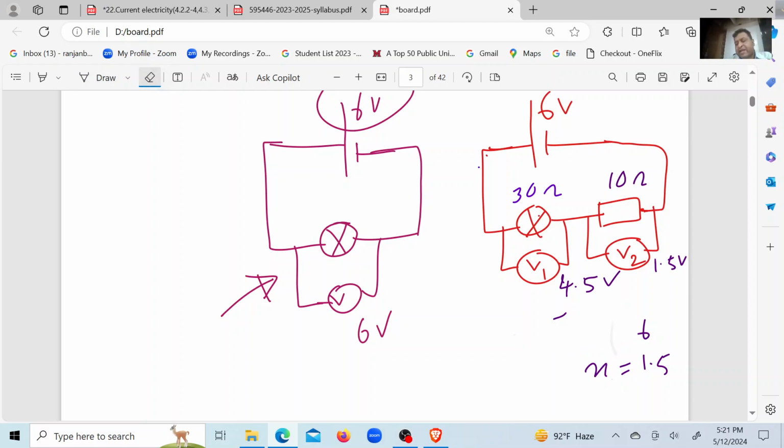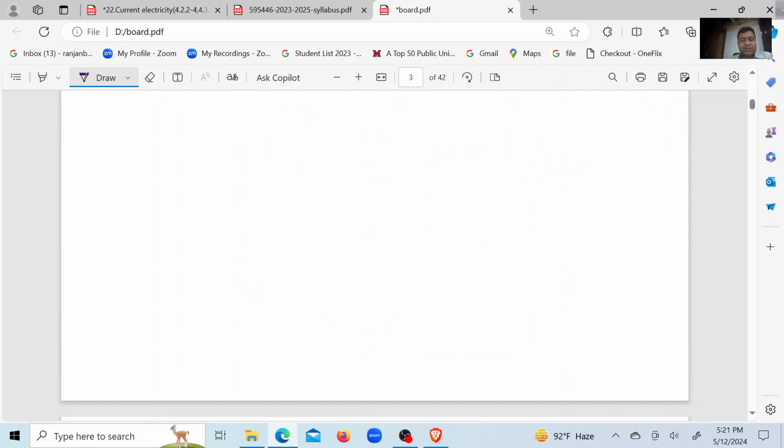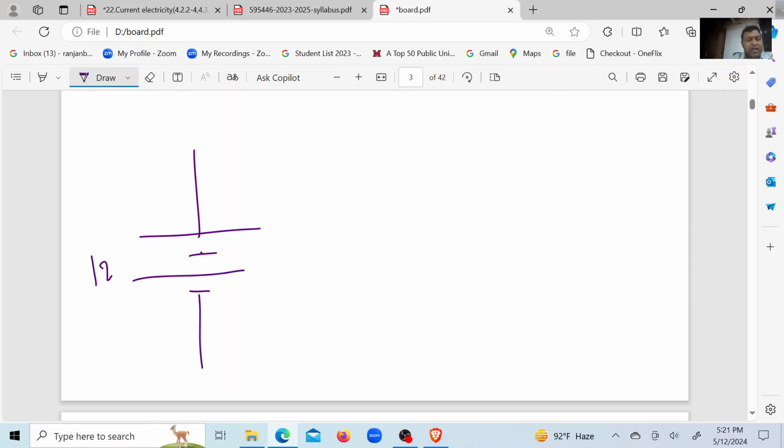In series connection, if two resistors or two devices are connected one after another, then the whole voltage will be divided according to the ratio of the resistance. Look, this is a battery of 12 volt.